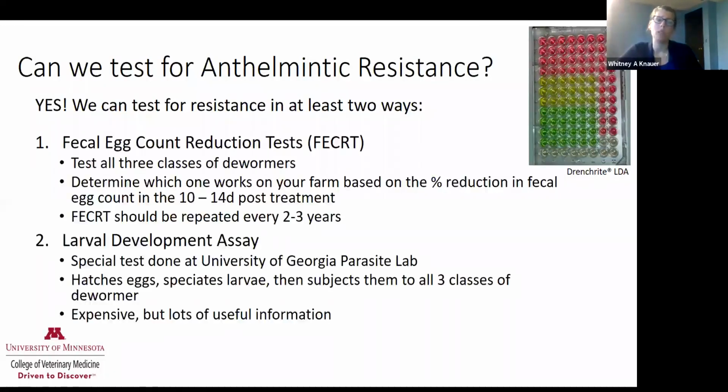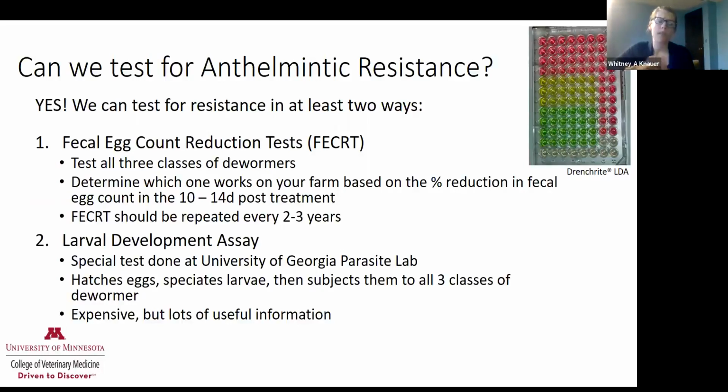There are 2 ways. One is a fecal egg count reduction test. That's where we deworm some groups of animals with different deworming classes. We take a fecal, and then 10 to 14 days later, we come back and retake that fecal, and then we measure what reduction we have in egg burden. That can be repeated every 2 to 3 years. That can give us some idea of what wormers will be effective in your herd or flock.